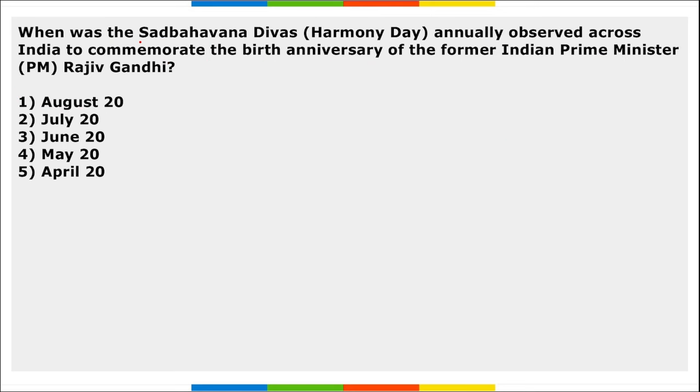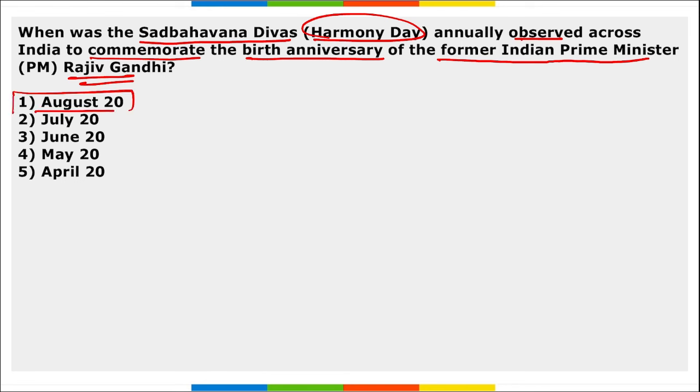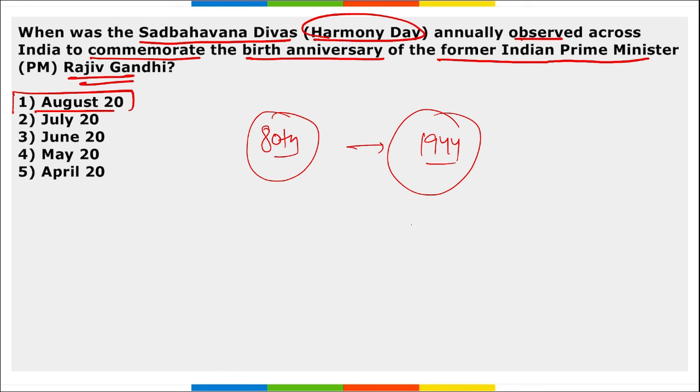Next, when was Sadbhavna Divas, that is your Harmony Day, annually observed across India to commemorate the birth anniversary of the former Indian Prime Minister Rajiv Gandhi? So it is 20th of August we observe this day, and it is to commemorate the birth anniversary of former Indian Prime Minister Rajiv Gandhi. This marks the 80th birth anniversary of Rajiv Gandhi. He was born in 1944. And the first ever Sadbhavna Divas was observed in 1992. Sadbhavna basically means goodwill.